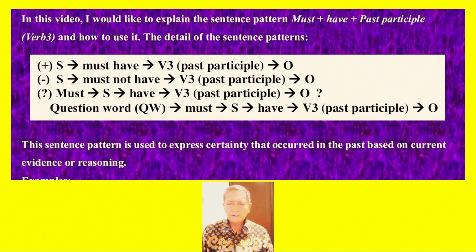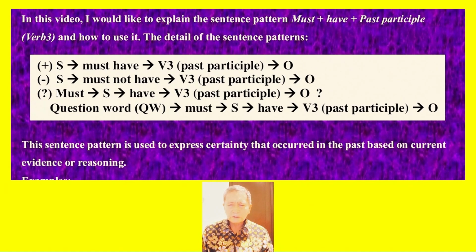In this video, I would like to explain the sentence pattern must have plus past participle, or verb 3, and how to use it. The details of the sentence patterns: affirmative sentence, subject plus must have plus verb 3 or past participle plus object.